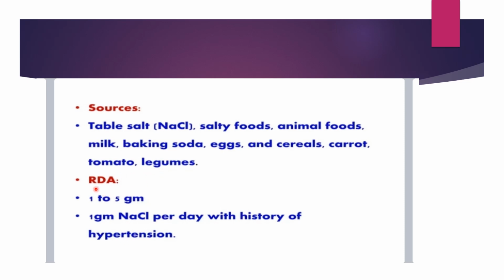RDA, required daily allowance or daily requirement, is 1 to 5 gram. It is 1 gram NaCl per day with history of hypertension. Means if you are having hypertension, then its RDA is decreased to 1 gram.